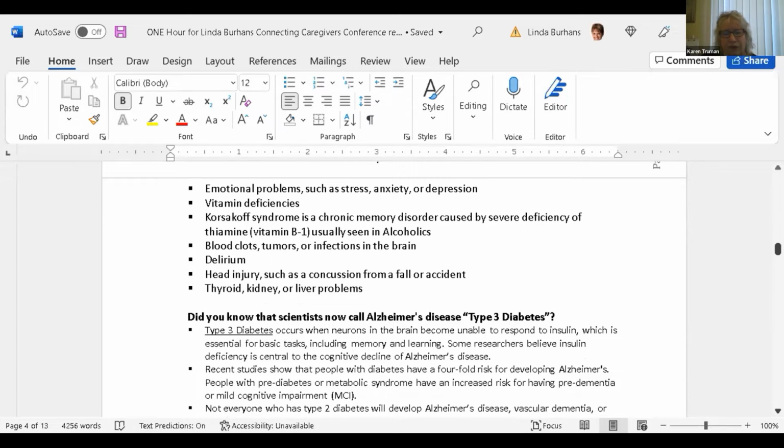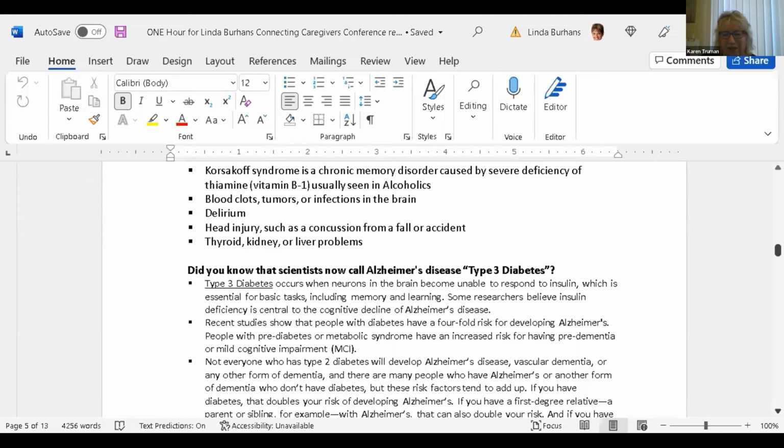So we have vitamin deficiencies. We have that Wernicke-Korsakoff syndrome. That is something that we see in chronic alcoholics. I just showed you that brain. We have blood clots, tumors, infections in the brain, delirium, head injuries, thyroid disease. I have thyroid disease. My husband makes sure my thyroid pill is out there every day, because if it's not, he knows I'm going to get crazier. So, we kind of watch out for that. If you have bad kidney disease, liver problems, all these things affect the brain in one way or another.